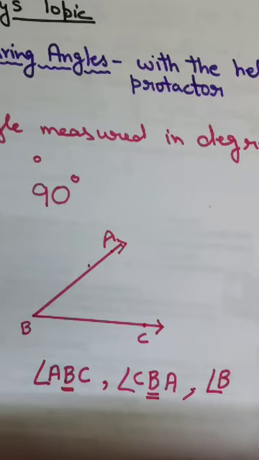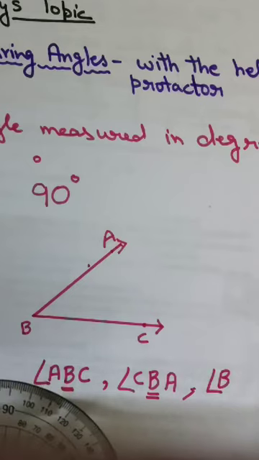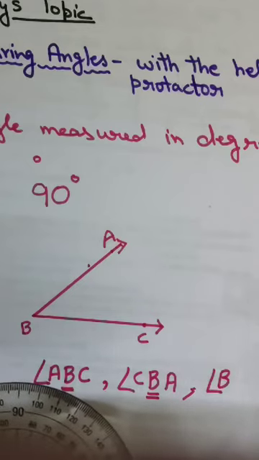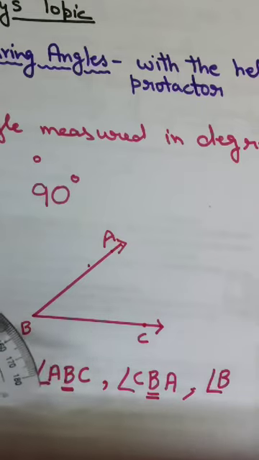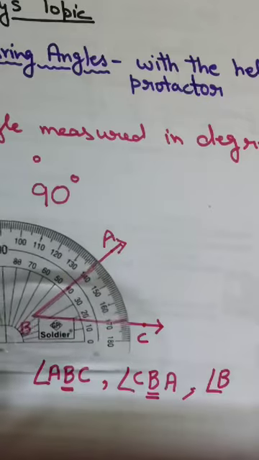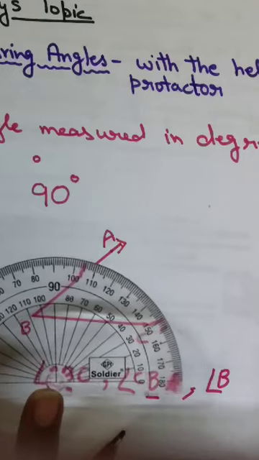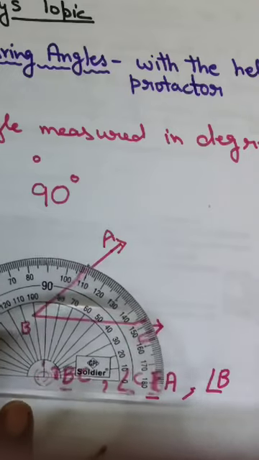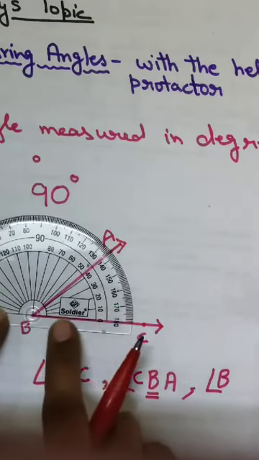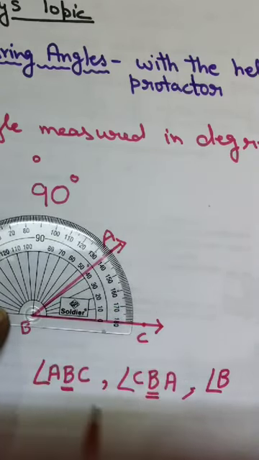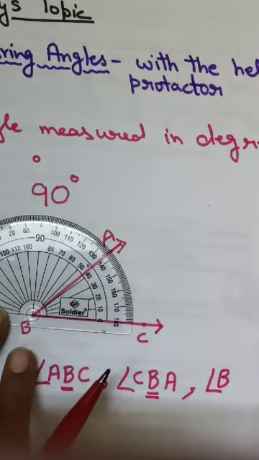Now how will we measure it? Place the protractor so that the midpoint of the protractor lies on the vertex of the angle. Okay, that is vertex B. This is the midpoint of the protractor. You have to place it like this, so that this edge, the black line, lies on your BC. Okay, and this center point will be on the vertex B.